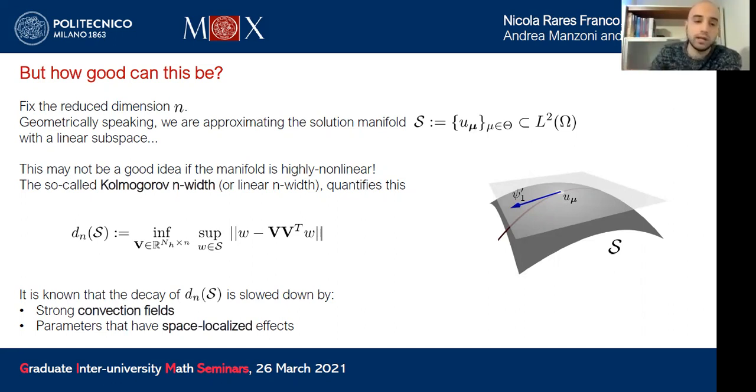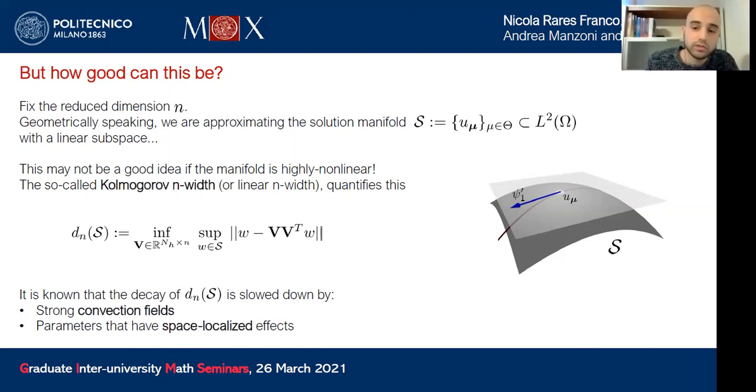So I'm trying to fix the dimension n, which is the best linear subspace that approximates the manifold, and compute the error. This is the Kolmogorov width. And of course, as you increase n, you have more dimensions, your space is going to be larger, and your approximations are going to be better. But as I mentioned, there are cases in which you can keep adding dimensions, but this worst case error, this Kolmogorov width, is going to decrease very slowly.